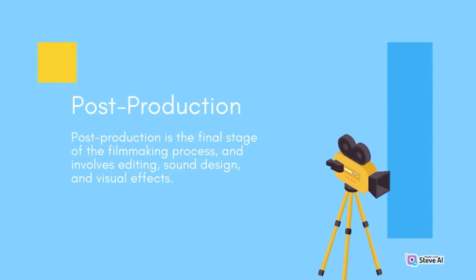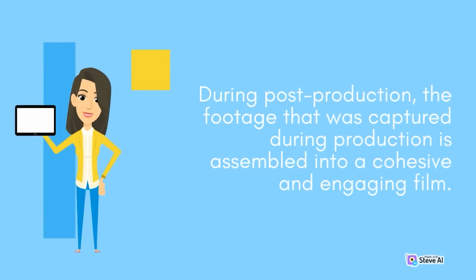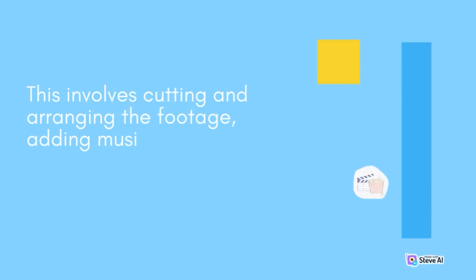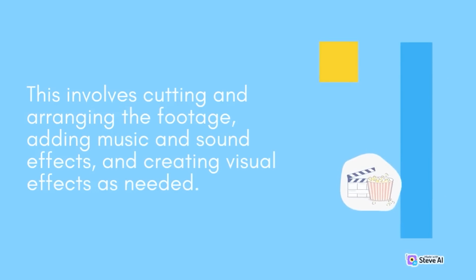Post-production. Post-production is the final stage of the filmmaking process, and involves editing, sound design, and visual effects. During post-production, the footage that was captured during production is assembled into a cohesive and engaging film. This involves cutting and arranging the footage, adding music and sound effects, and creating visual effects as needed.